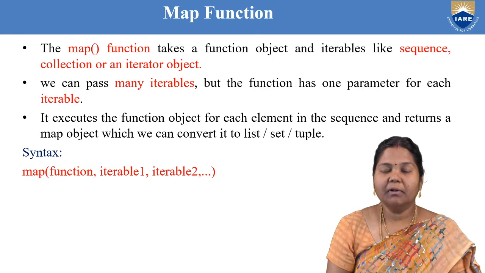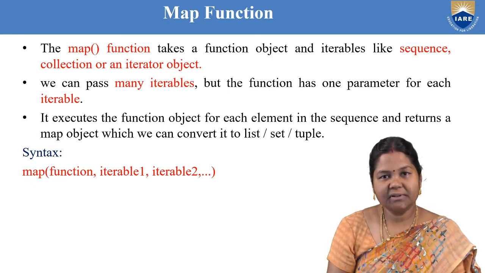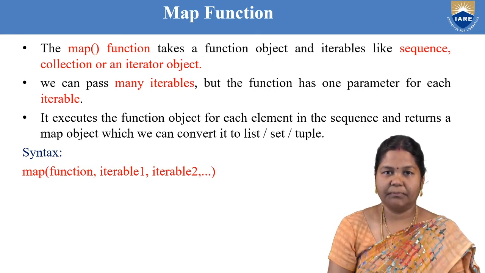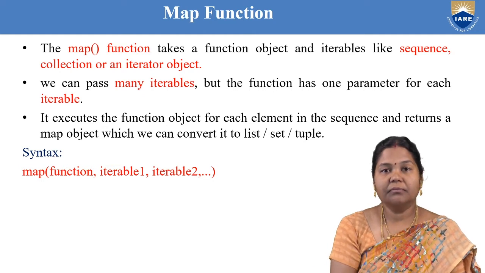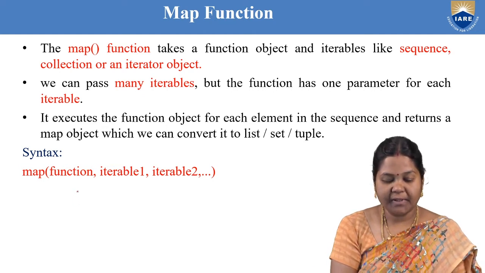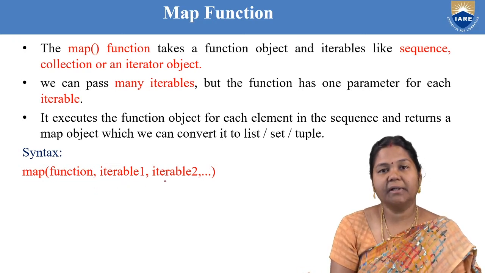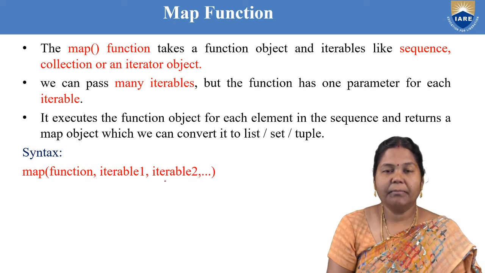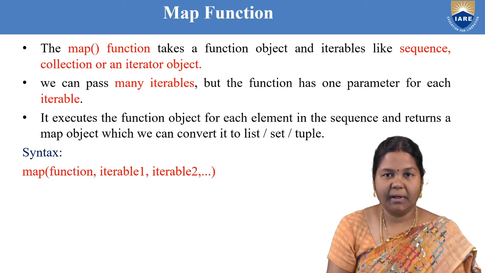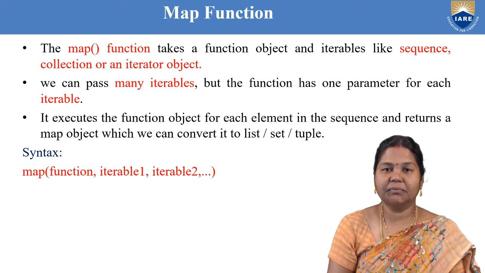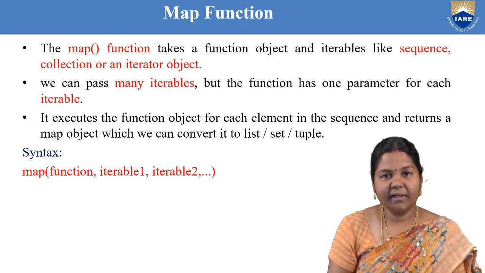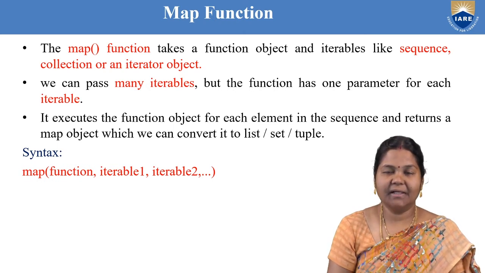Now, before understanding the map function, first let us see its syntax. In map, the first argument is the function and the second argument, or a list of arguments, is the iterables. So, we can pass multiple iterables over here. The map function will do one-to-one mapping. That means the function will be executed for each and every element of the iterables. Let us see an example.